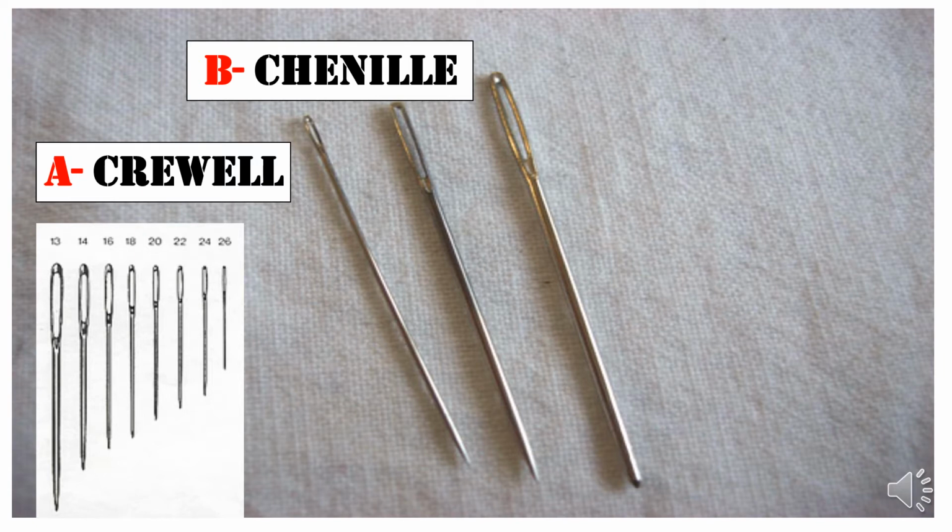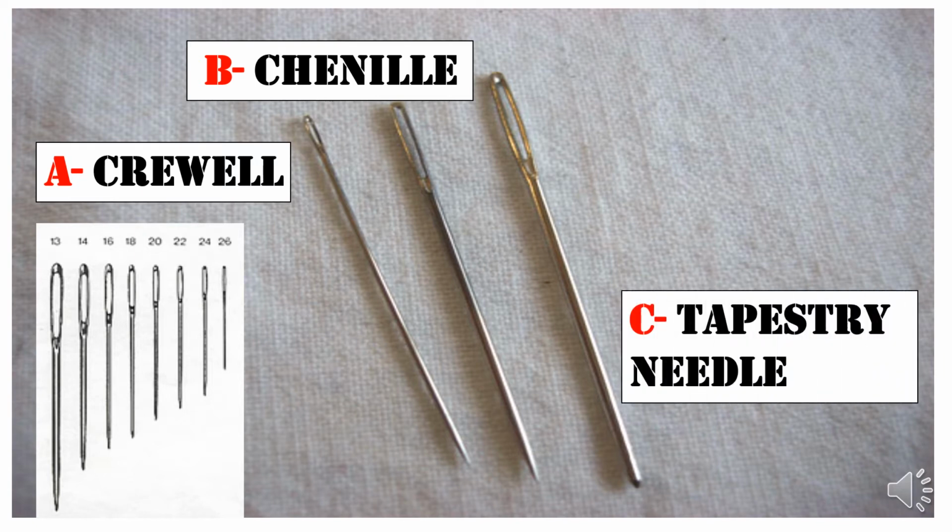Next po, the third one is the tapestry needle. It is from sizes 13 to 26 and they are similar in size with chenille, but the difference lang po is the tip. As you can see, the tip po is hindi siya pointed. Chenille and crewel are pointed, matilos ang dulo, but tapestry is blunt. Or hindi ka masasaktan kahit medyo itusok mo siya ng konti sa iyong skin.